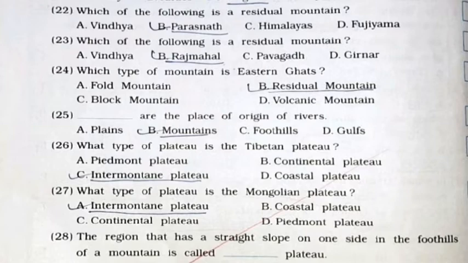24, which type of mountain is Eastern Ghats? It's option number B, residual mountain. 25, mountains are the place of origin of rivers. It's option number B. 26, what type of plateau is the Tibetan plateau? It's option number C, intermontane plateau. 27, what type of plateau is the Mongolian plateau? It's option number A, intermontane plateau.